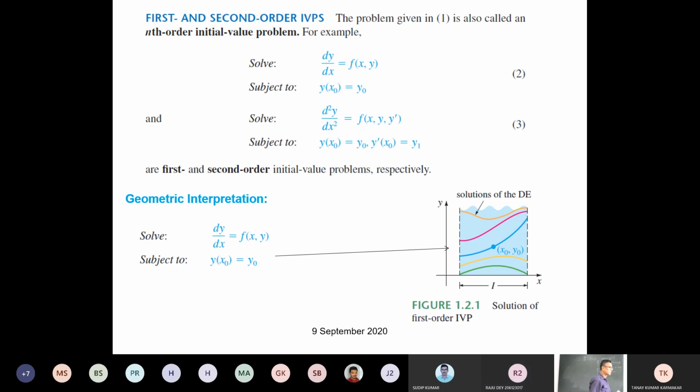Can you please repeat? Okay, let me start from the beginning. Firstly, whenever I'm going to talk about the initial value, we are going to consider a fixed point in the interval of definition, that is x0. Now, when I am trying to describe a first order initial value problem, what am I seeking? I am seeking a solution curve passing through that particular point. Of course, when I am seeking a solution curve, it is nothing but the graph of a function.